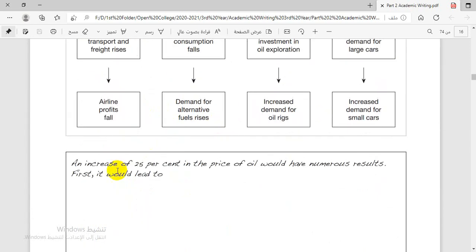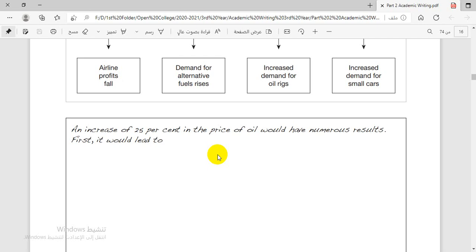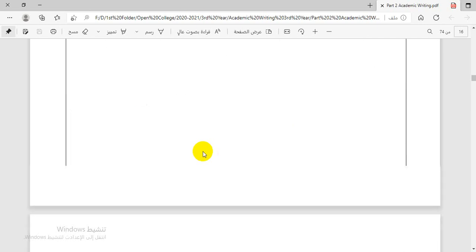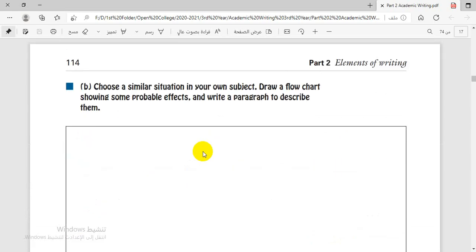For example, an increase of 25% in the price of oil would have numerous results. First, it would lead to, for example, airline profits falling because of the cost of transport, etc. Here we have effects and causes, as I told you, and you write them in this paragraph. Try to do them, and inshallah I'll give you the feedback in the next lectures on Google Meet.